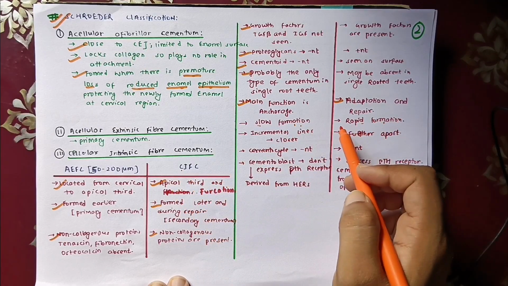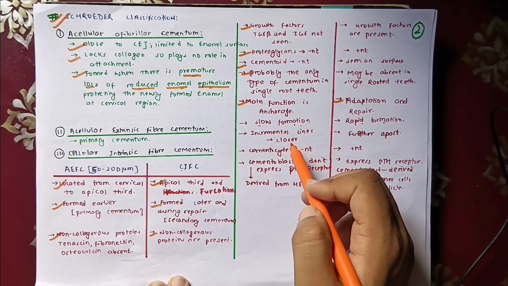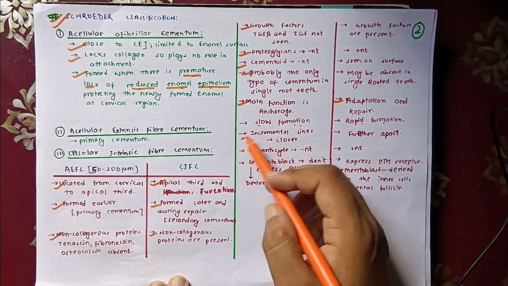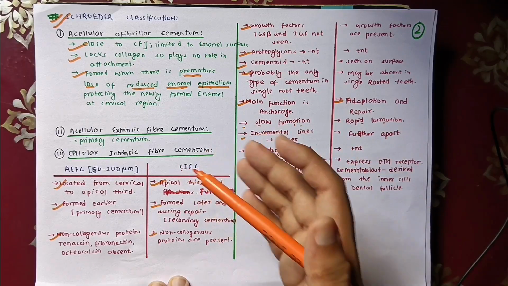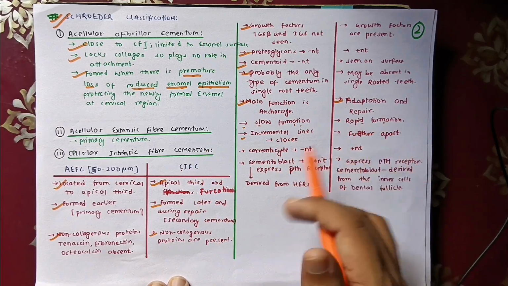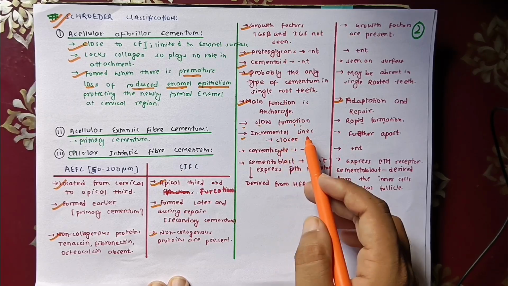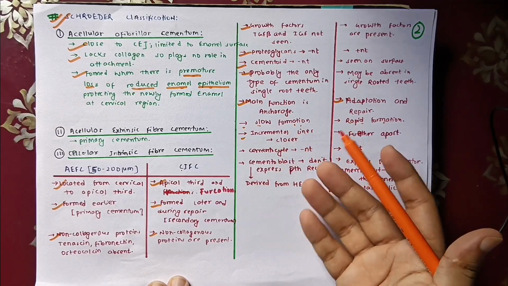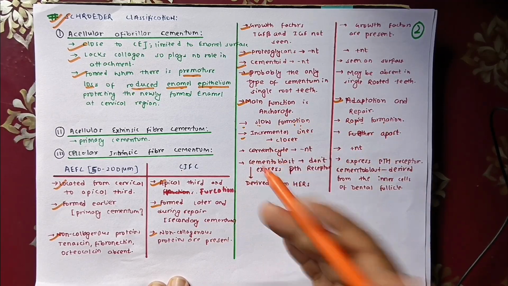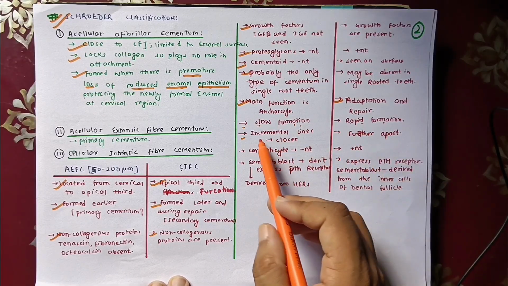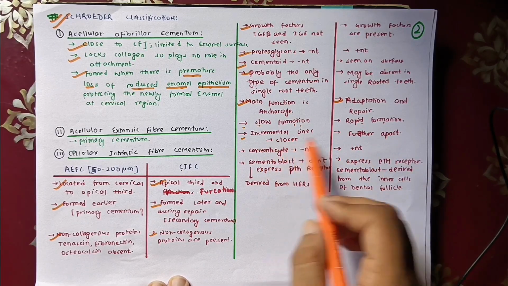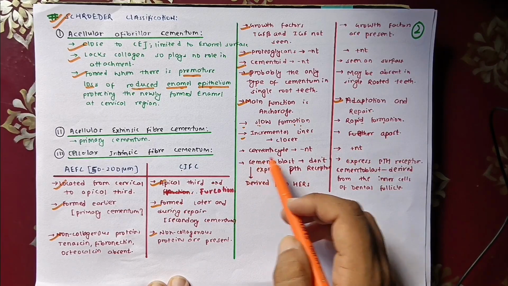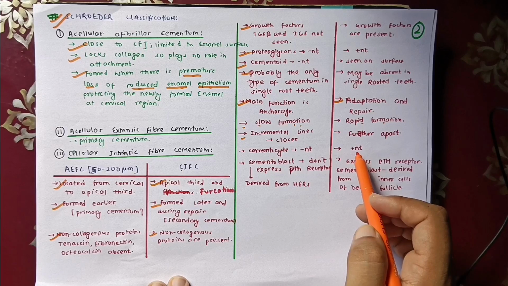intrinsic fiber cementum. After that, incremental lines are closer here, but they are farther apart there. This also you can relate with the previous acellular and cellular cementum. There was a regular and closer incremental line. We used to tell incremental lines of Salter in this cementum. We will be discussing that in the next video, but for now incremental lines are closer here, but they are further apart there, and cementocyte is absent here and present there.